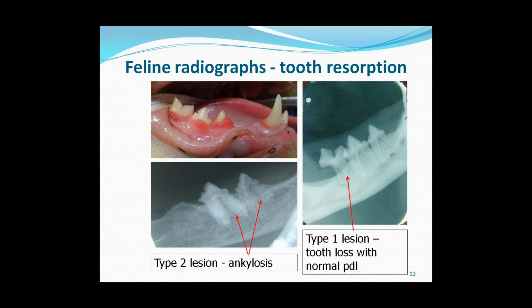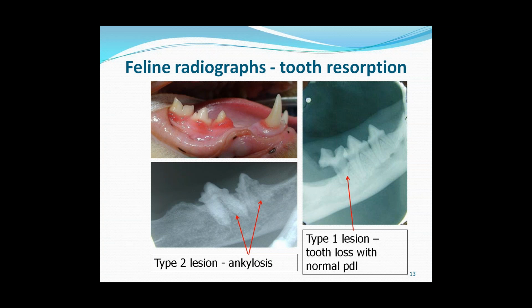And then in the two radiographs, we type tooth resorptions into 1 and 2. And in type 1, what we see is a loss of the actual tooth structure consistent with both dentine and cementum disappearing. And you can see this in the right-hand radiograph.